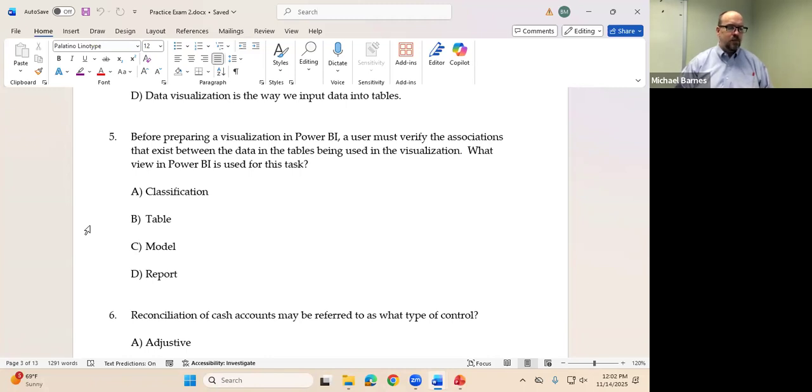Okay. So this is saying we have to verify the associations or the relationships that exist. So what are we going to use for that? Table is basically where we review the data as it would appear in Excel or Access. So that's where we can manipulate the data, but we're not manipulating any associations. So it's not table view. The report view, that's where we actually create the visualizations themselves, which means that we have to create the relationships before we can do anything. Must be the model view. The model view is the relationship view. Okay. In fact, in early versions of Power BI, it used to be called the relationship view. So interesting little fact.